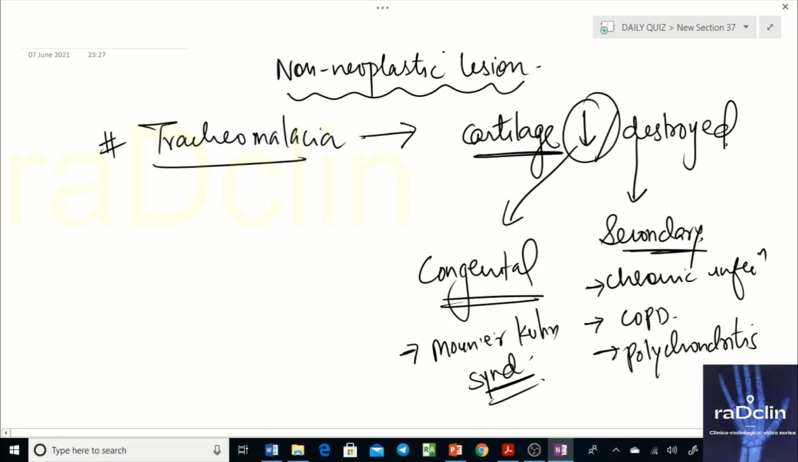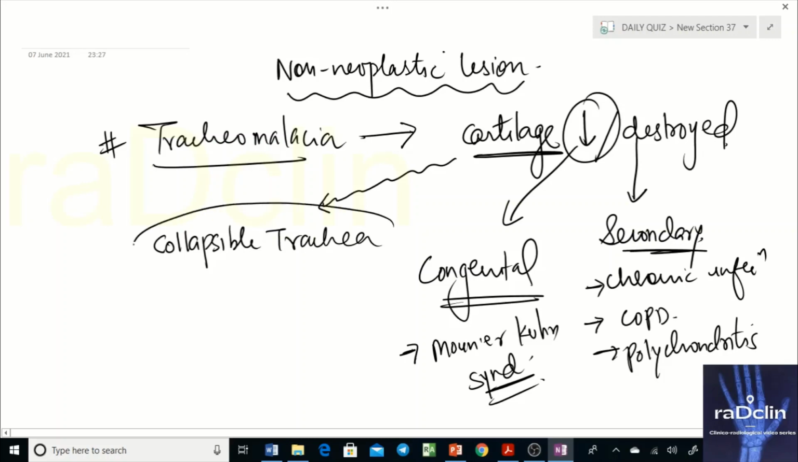So all those causes ultimately cause the cartilage to be destroyed, and the stiffness of the trachea that was there in its anterior and lateral walls will go down. So what will happen now? If the tracheal cartilage is deficient, this will lead to a collapsible trachea, a trachea that has a tendency to collapse. If I ask you in which phase of respiration the trachea normally collapses, it collapses in expiration. So when the patient expires, the trachea has a tendency to collapse.